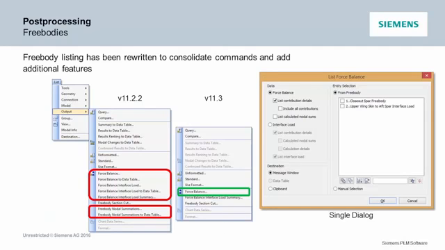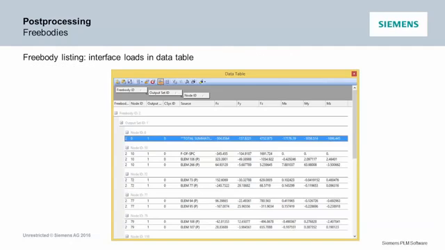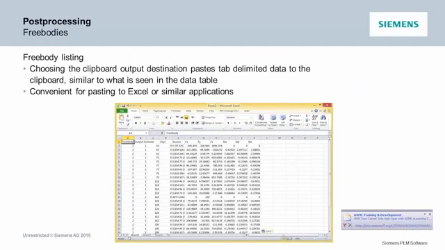Some new listing options. We've consolidated what used to be all these different commands into one nice box. You can just list your free body data much easier. And besides the window, you can automatically send it to the clipboard or the data table, which is nice when you're messing with free body forces. And when it's going to the data table, it actually mimics the F06 file. So anyone who's used to looking in the Nastran printed results for free body information, grid point force balance, Femap will now spit out the same thing and you can cut and paste.